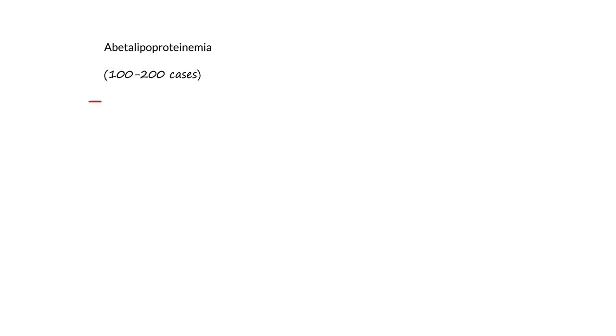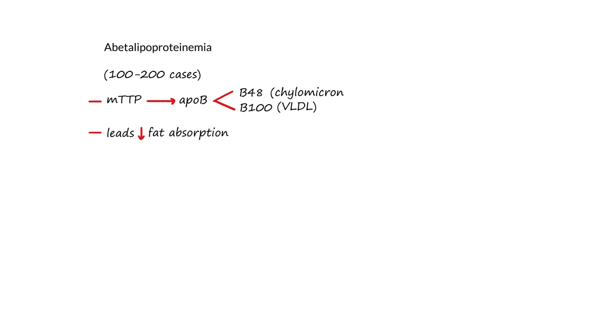This is a disease that arises due to a defect in the microsomal triglyceride transfer protein, which is the regulatory protein for the whole ApoB series. So that includes both the B48 of the chylomicron and the B100 of VLDL. And the significance of this is it not only leads to a decrease in fat absorption, but it also leads to a defect in the transport of the fat-soluble vitamins by the VLDL.